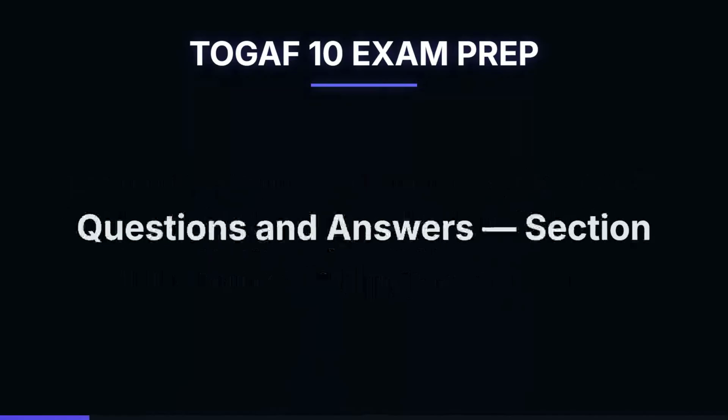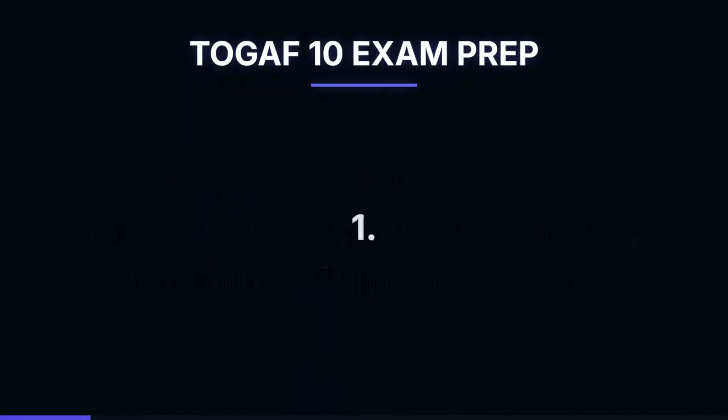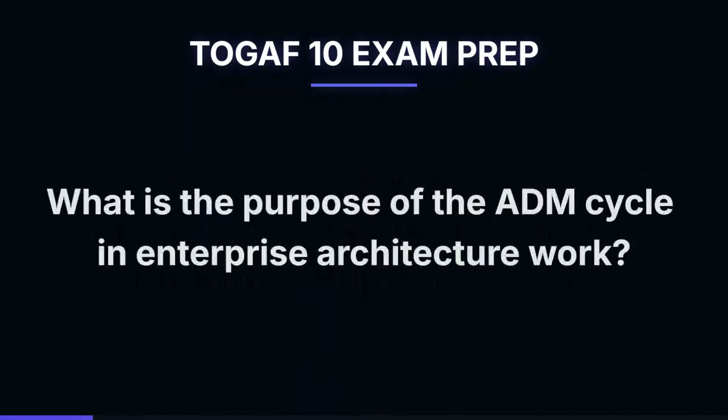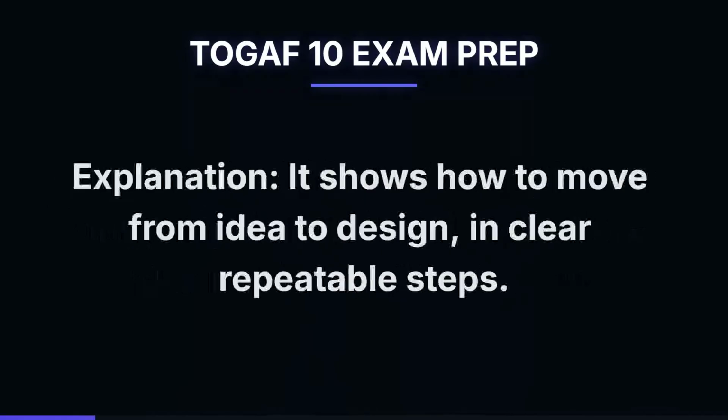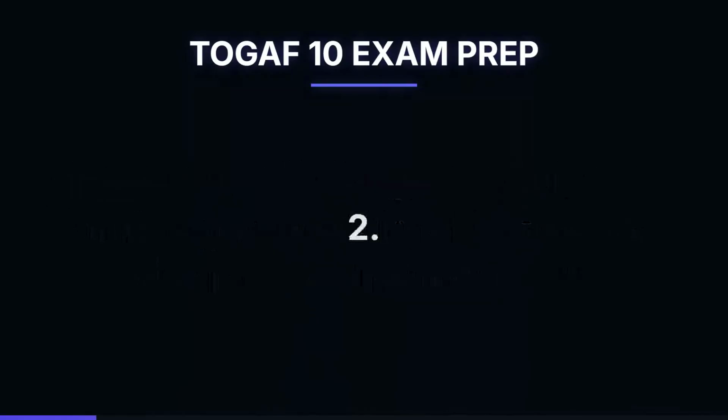Questions and answers. Section 1. 1. What is the purpose of the ADM cycle in enterprise architecture work? The ADM guides all phases and manages change through structured, repeatable work. It shows how to move from idea to design in clear, repeatable steps.